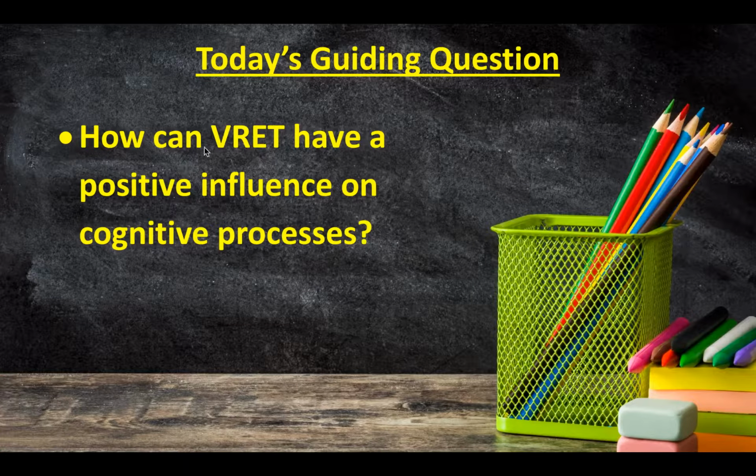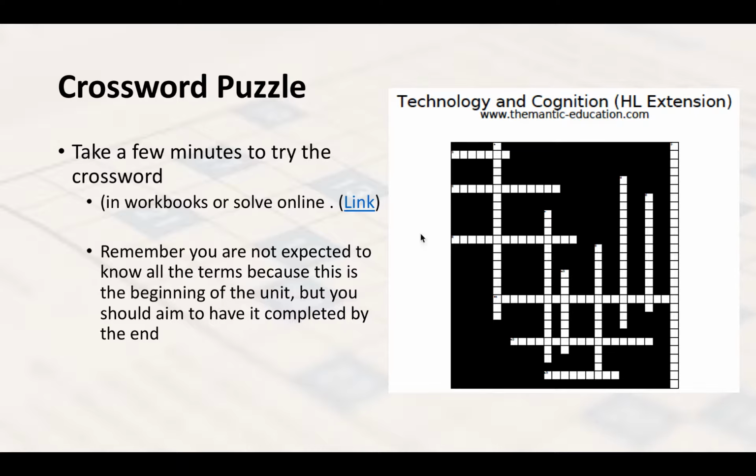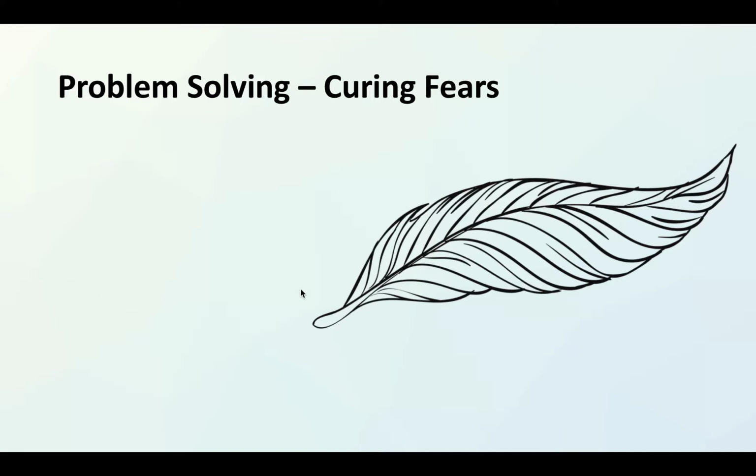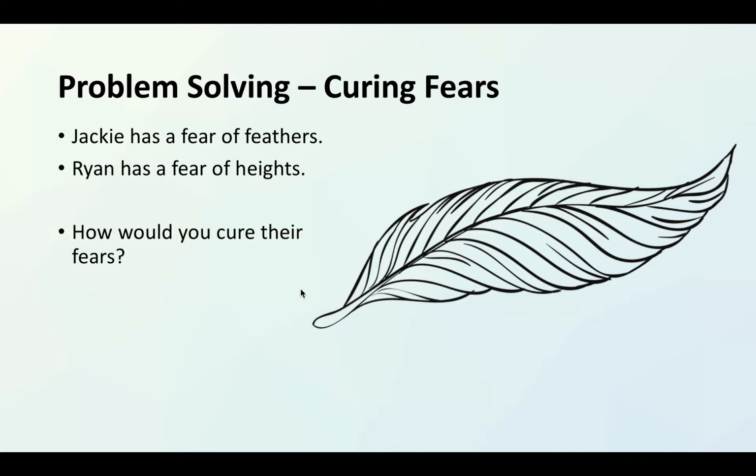All right, so what we're looking at is trying to link VRET, that's the technology, and how it has a positive influence on cognitive processes. So there's the crossword, right? And I always remind students, if they don't know all the words at the beginning of the unit, that's fine, but they should be able to know them by the end. And if you didn't watch this video in the last lesson, then you could watch Klingberg's TED Talk here.